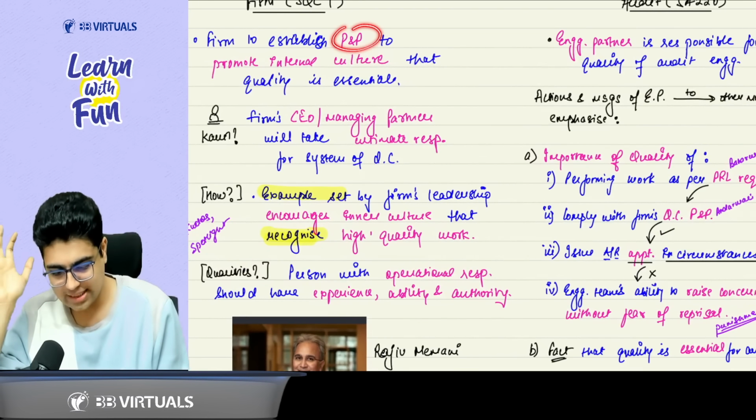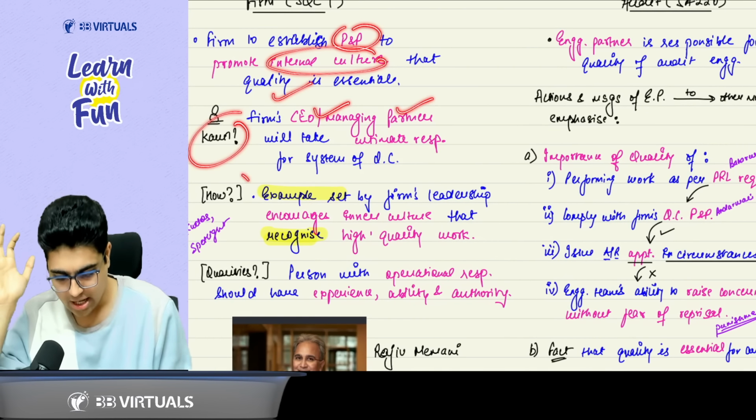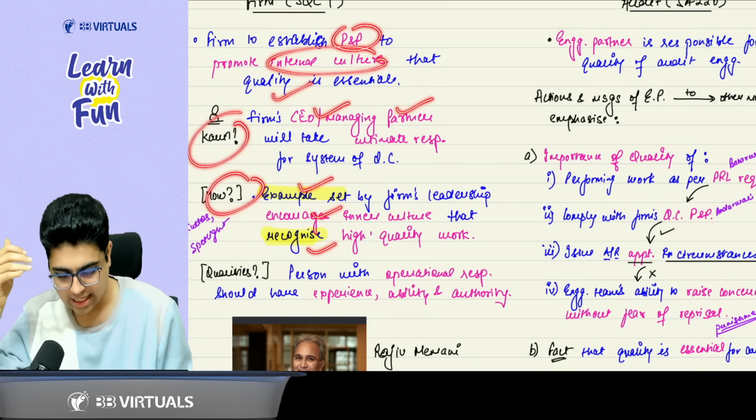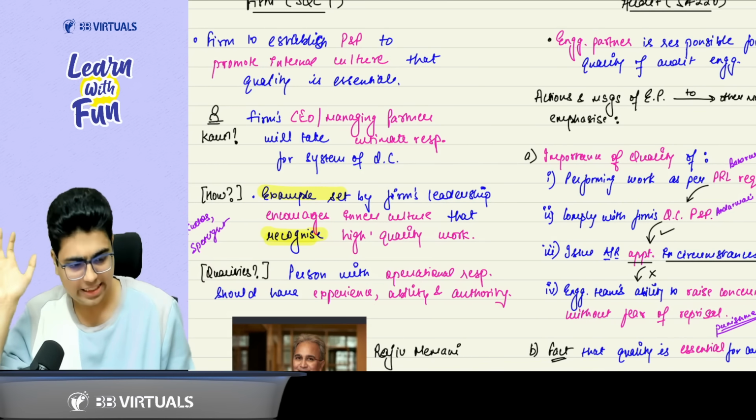Yes, sir. Policies to create an internal culture of quality. Who will create? CEO or managing partner. How will he create? By setting the example to encourage and recognize high quality work. What qualities should he have? Experience, ability, and authority. Easy, easy, sir.